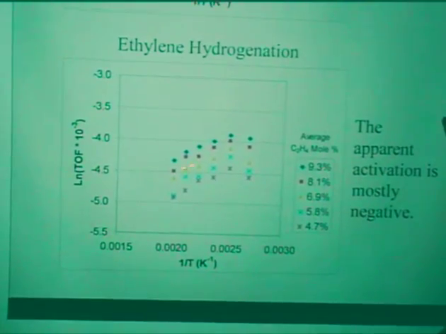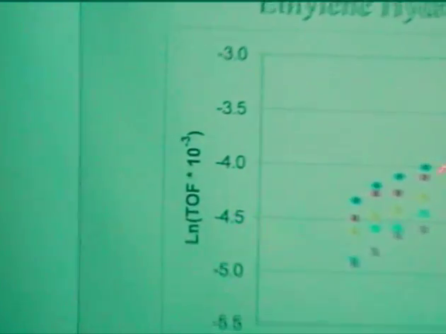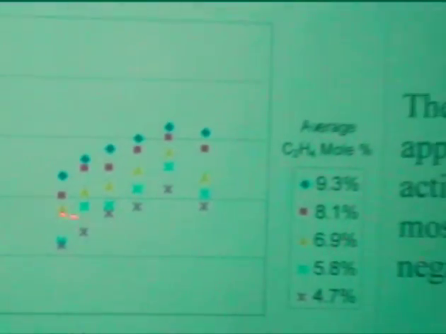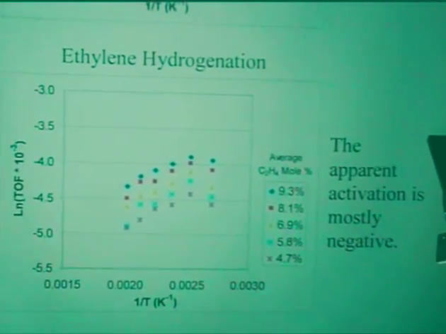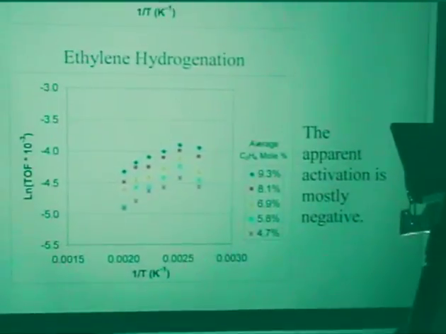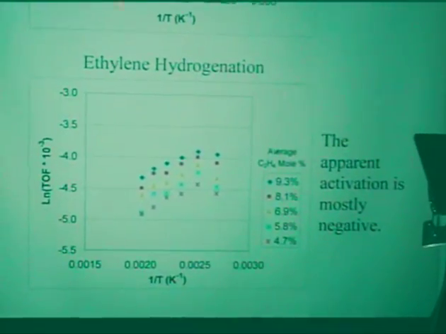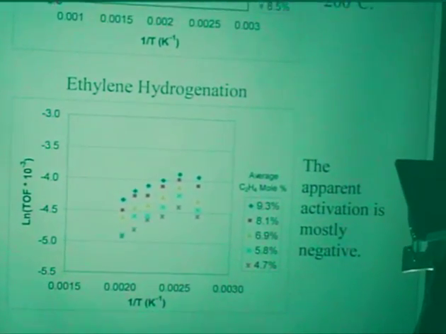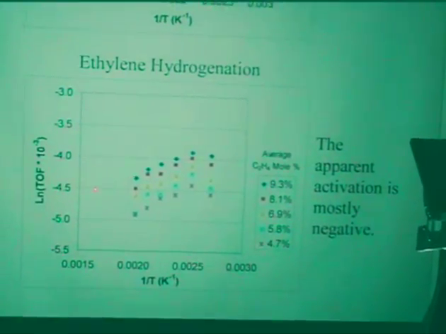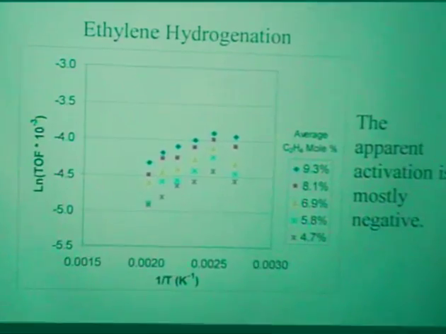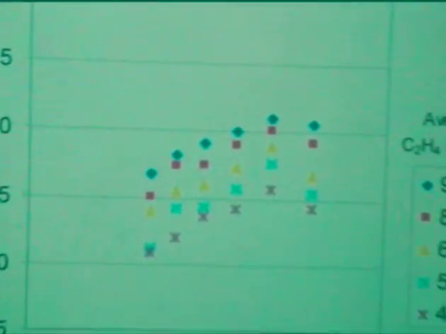For ethylene hydrogenation, it's interesting to note that you have a positive slope, which indicates a mostly negative activation energy. Now, I had to search the literature far and wide to maybe explain why this might be possible. And this is the result of an apparent activation energy. And these are all apparent activation energies. And this would result from the absorption of ethylene being so weak that the rate of desorption is much faster than the rate of reaction. So the slow step is the rate of reaction on the surface, but the concentration available for reaction is actually decreasing very fast.